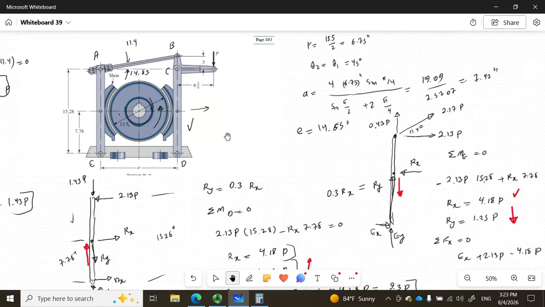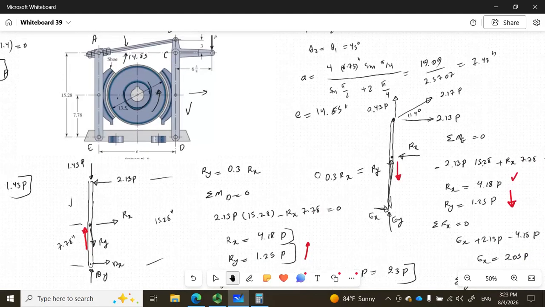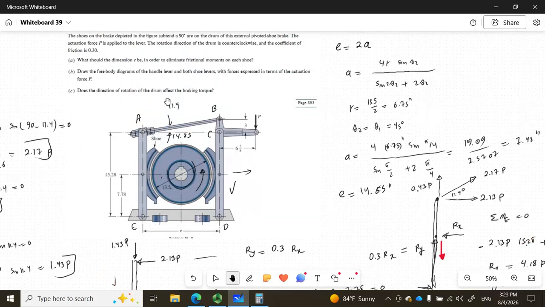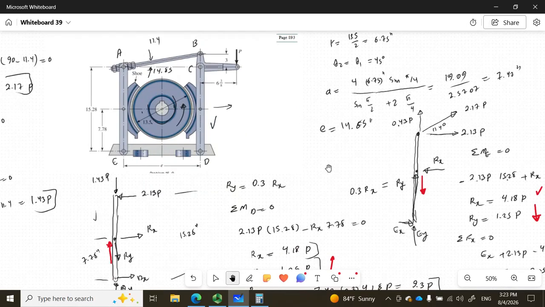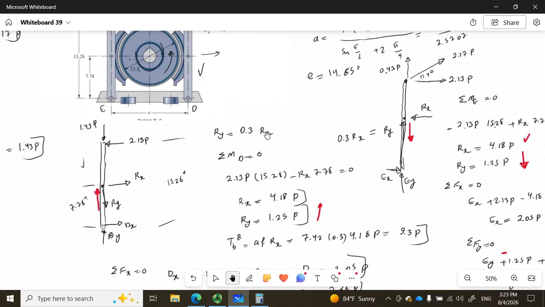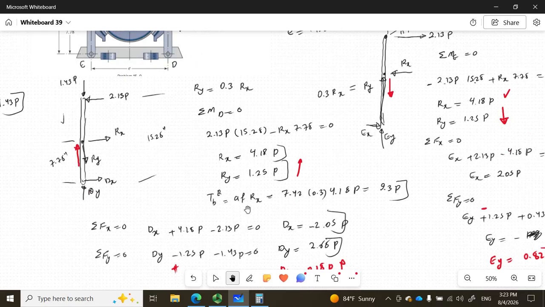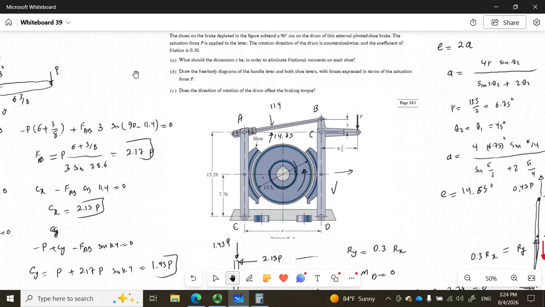So I actually kind of did the problem both ways: what happens to the reaction forces if you rotate counterclockwise or clockwise. I did both of them, right? But what is important for the last part, which says, does the direction of rotation of the drum affect the braking torque? The answer for that is no. You guys saw that. Because Rx didn't change, and since the friction torque is only a function of Rx, the torque doesn't change. So that's the answer for that. Okay, I hope you guys find this useful.